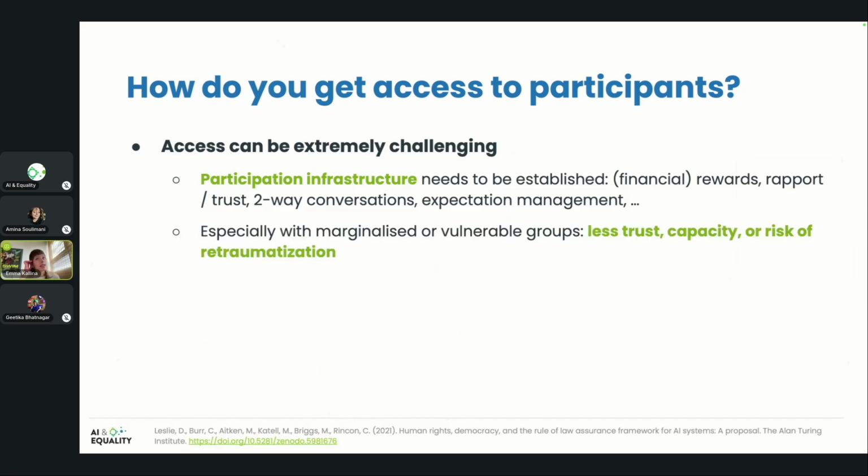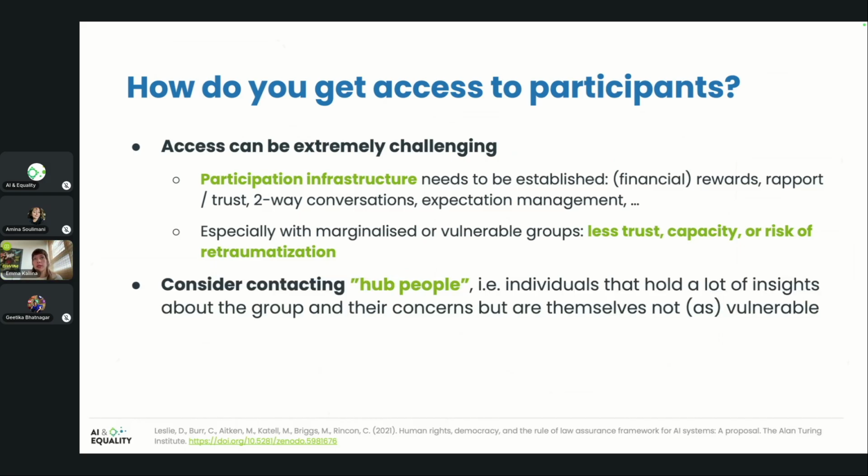Of course, everything I said is even more true for marginalized or vulnerable groups. There's obviously less trust in institutions. They have less capacity because many of them work several jobs. They don't have the resources to take off a day, travel somewhere for an interview or something. And if they're vulnerable, they might also have a risk of re-traumatization.